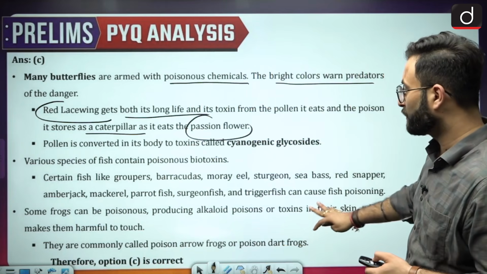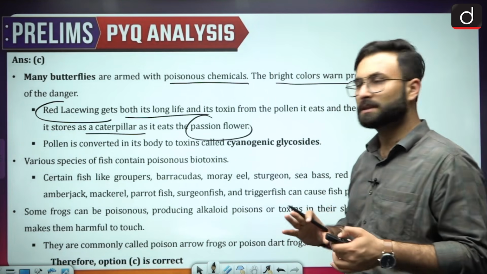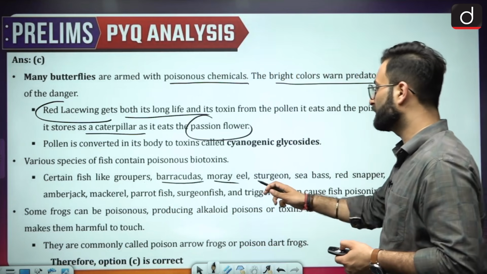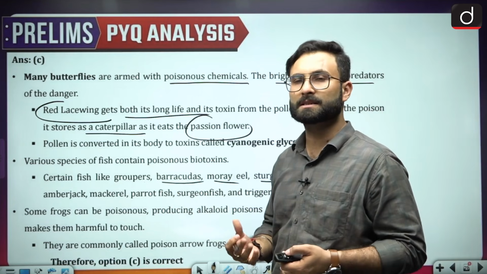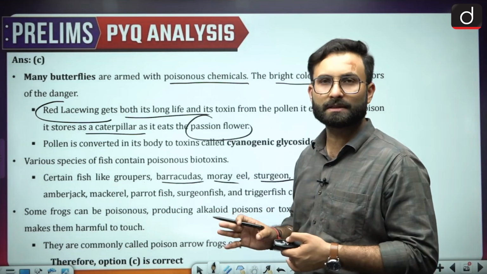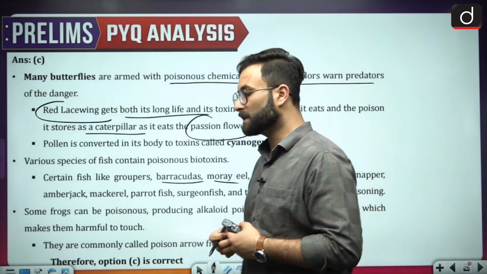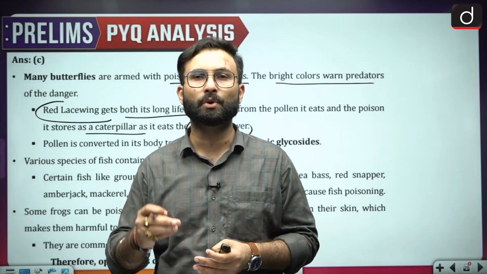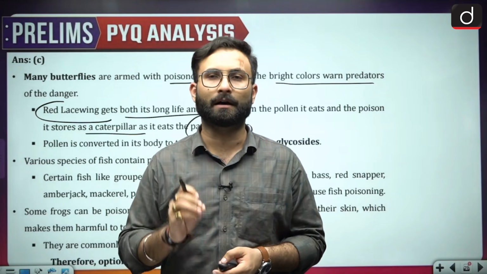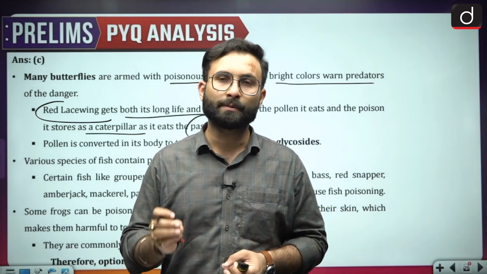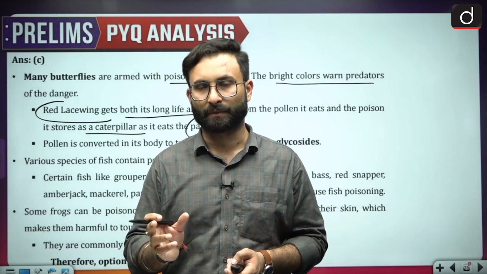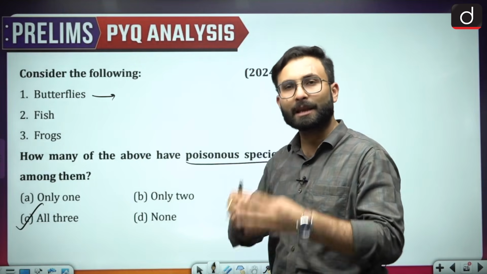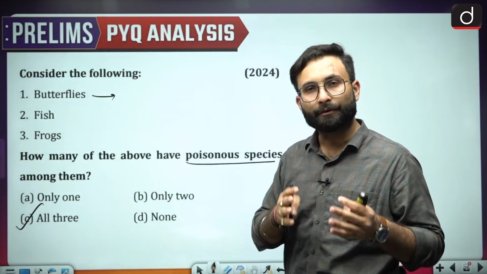So you can go through this particular slide as well, because these are the names. When we talk about the groupers, the barracudas or the moray eel and the sturgeons, etc., you might not be able to remember all these names. UPSC has a particular pattern. They will ask you about species which are either important, or otherwise they will ask you questions which are kind of logical. Now this is a logical question, because you can see that there can be a chance that a butterfly or fish or a frog can be poisonous.